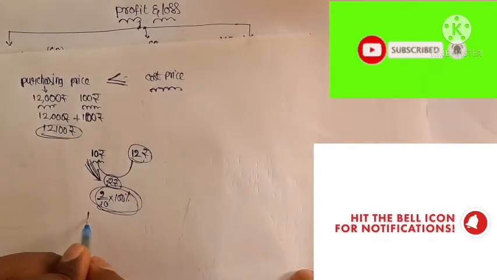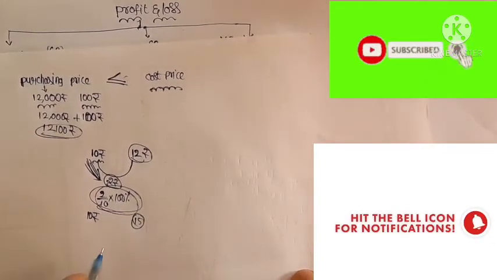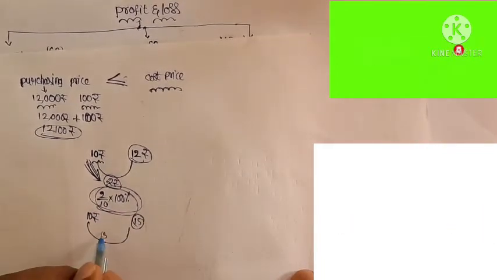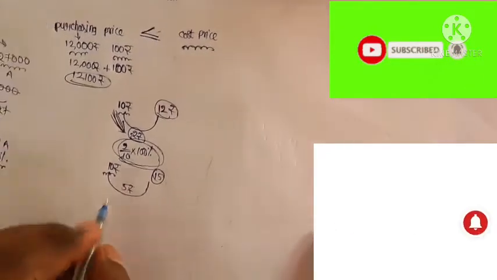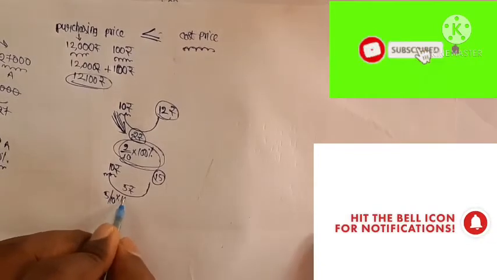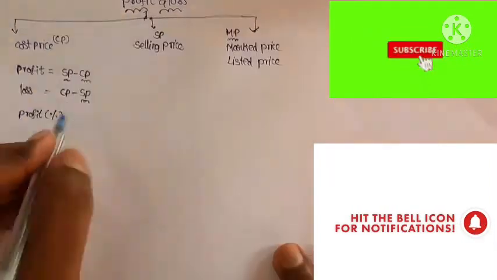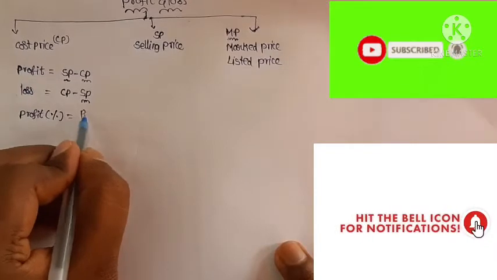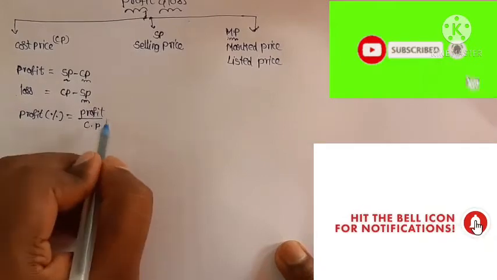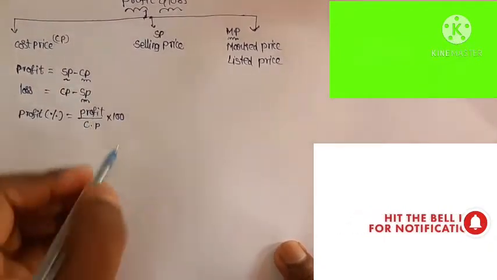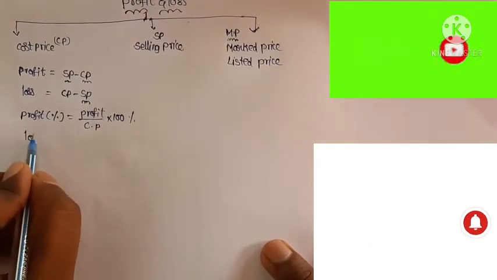So here I buy the pen for 10 rupees and sell the pen for 15 rupees. So here the profit is 5 rupees for 10 rupees. So profit percentage is 5 by 10 into 100. So here we are comparing with the cost price. So profit percentage is equal to profit by cost price into 100%.